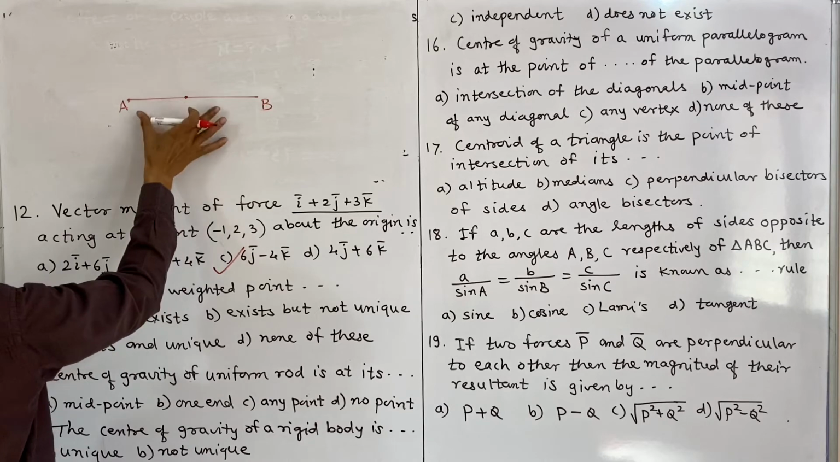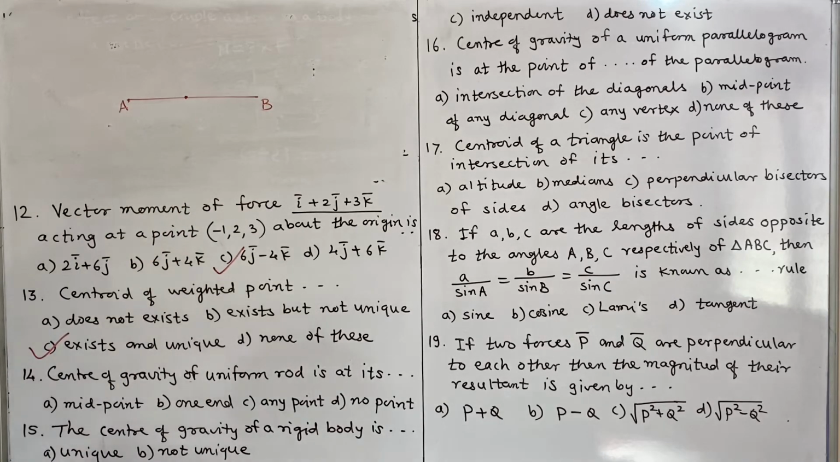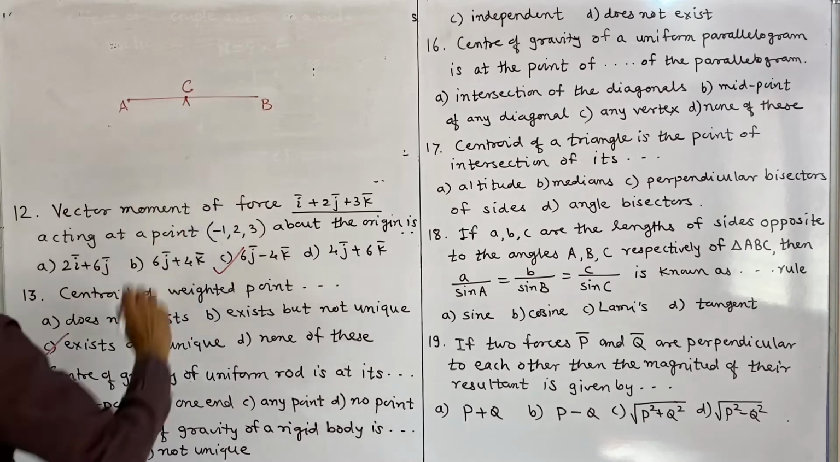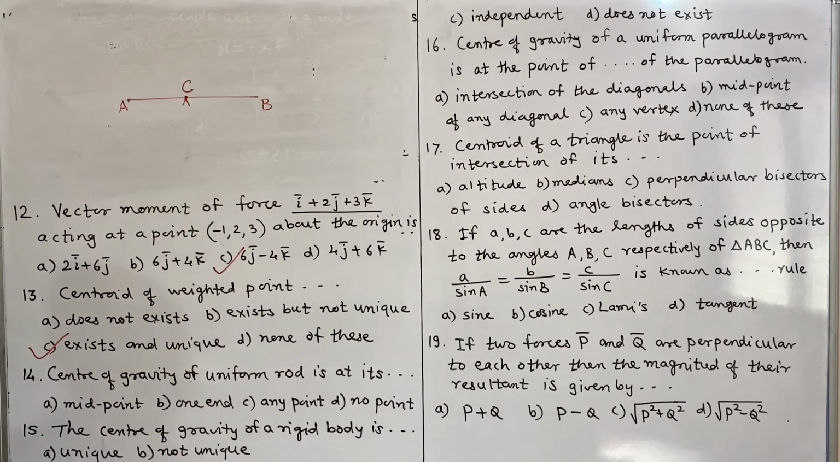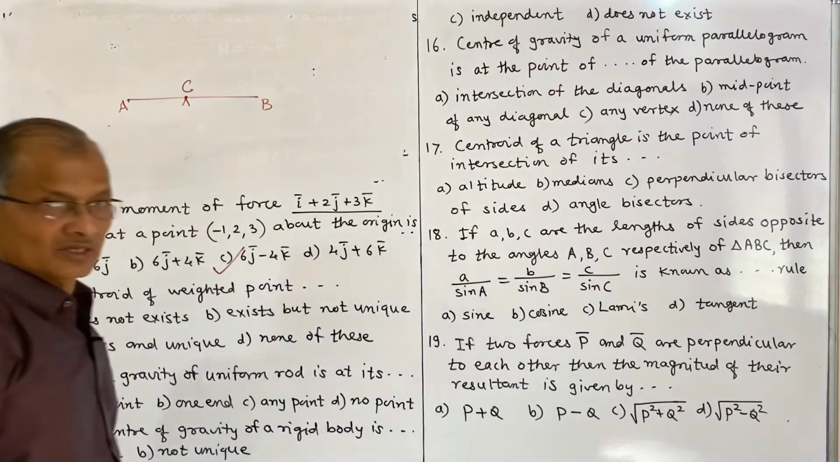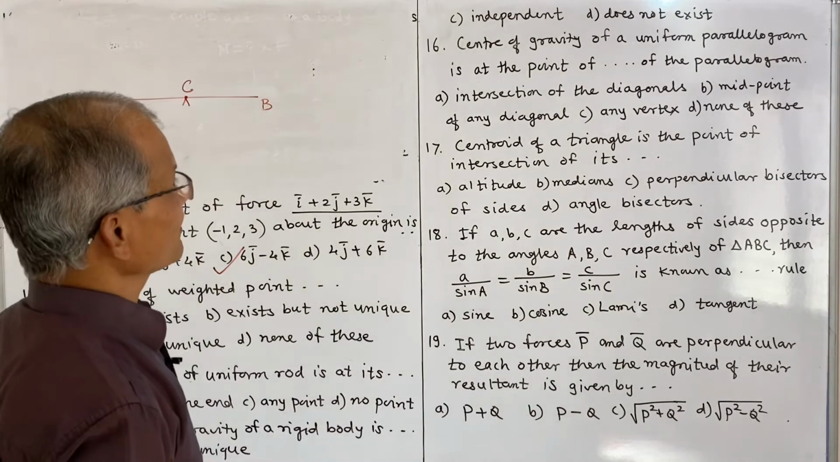This is because the resultant of the forces, which are the weights of the particles, will act through this point. If the rod is supported at the center, it will be balanced, and therefore the center of gravity is the midpoint. The center of gravity of a rigid body is unique, not unique, independent, or does not exist. Again, the center of gravity of a rigid body is unique. That is the property of center of gravity.